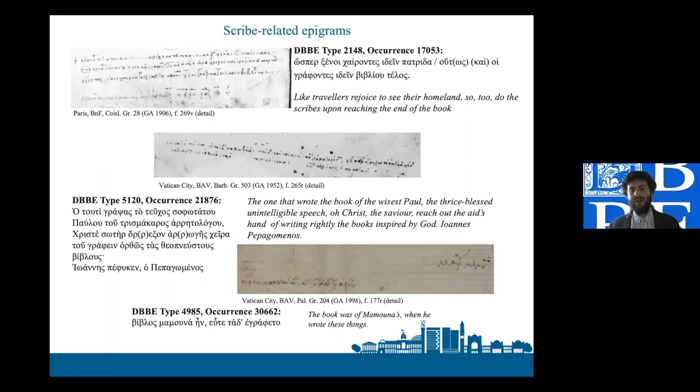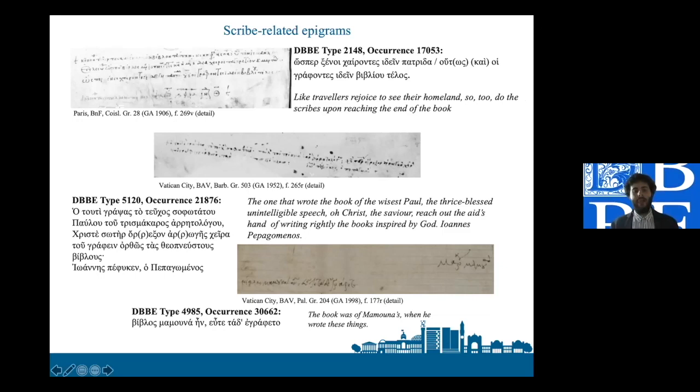So the scribe-related epigrams include mostly prayers, thanksgivings, and invocations of God, but at the same time also colophons, like the type 5120 in the colophon at the end of the Hebrews in the manuscript Barberinus Graecus 303, attributed to Ioannes Pepagomenos, and also notes of possession, like in the closing flyleaf of the manuscript GA 1990, attributed to Markos Mamounas, so a variety of texts.